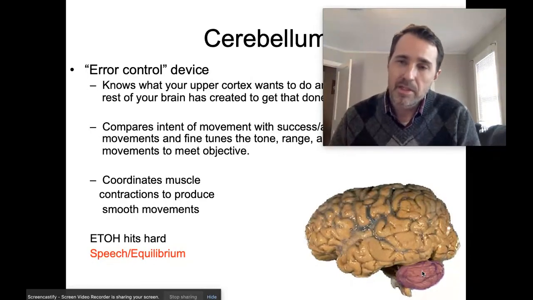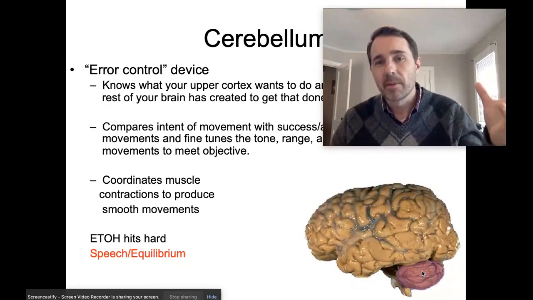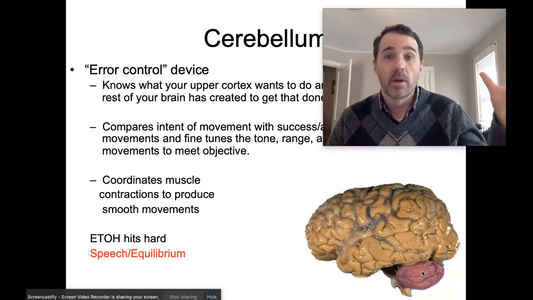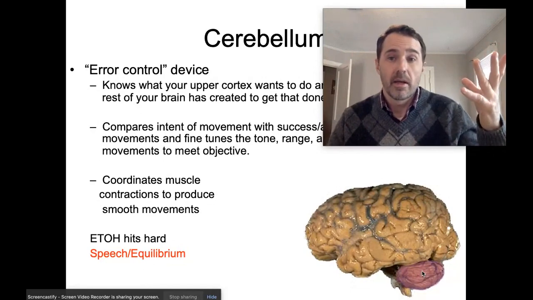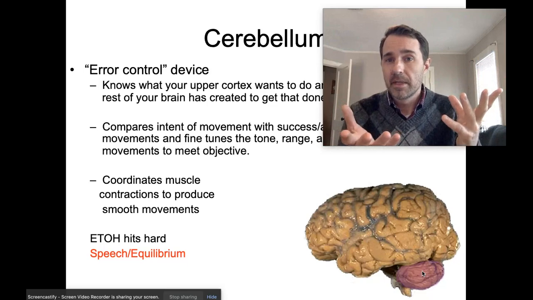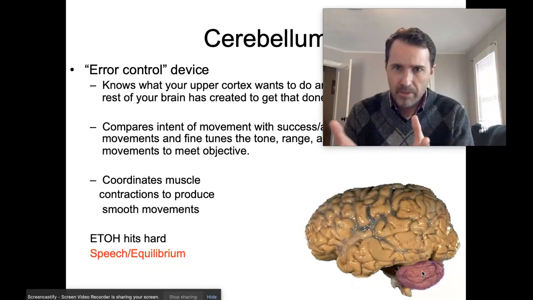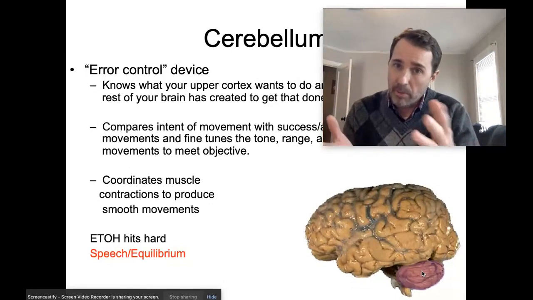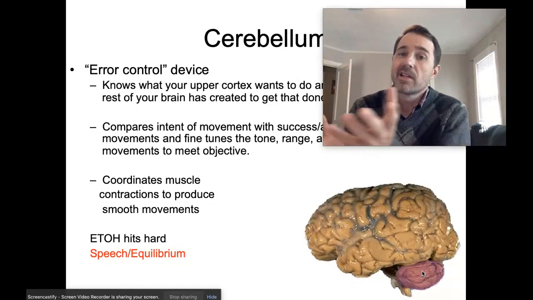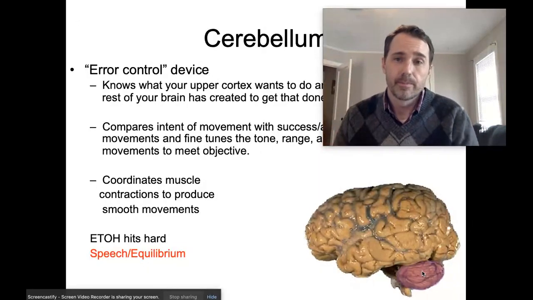So as you're doing something motorically, the cerebellum is getting a signal from the brain telling it what the goal is. And the cerebellum is getting the actual raw motor plan. And the cerebellum is monitoring these two things and making sure that the motor plan is going to successfully achieve the goal.